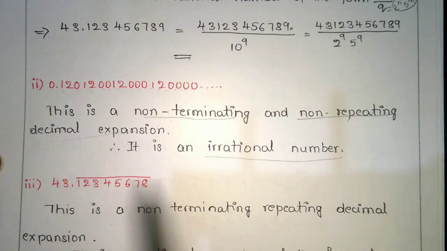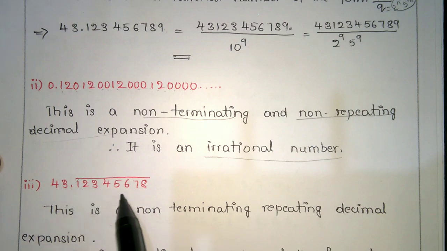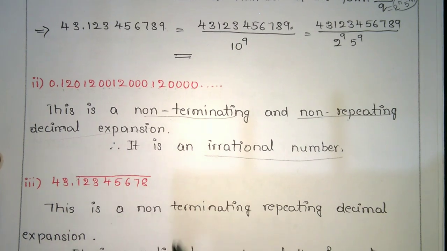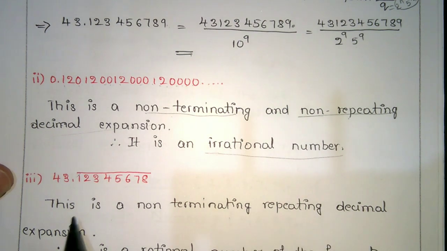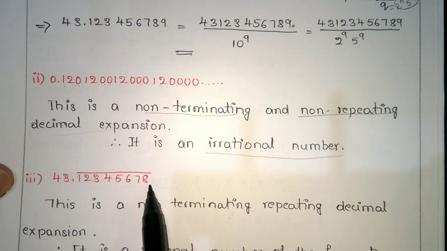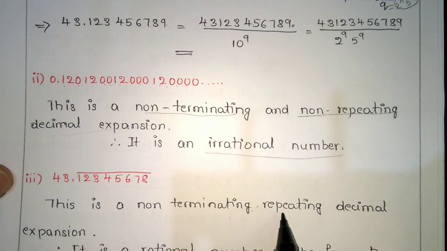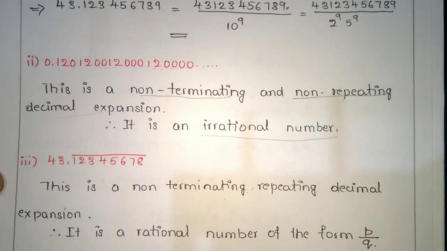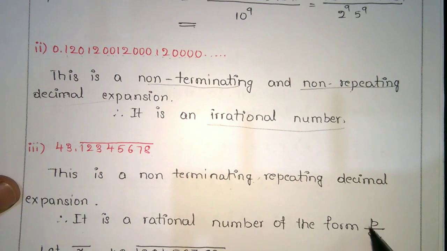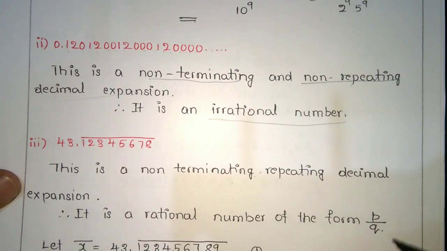43.123456789 with a whole bar. This is a non-terminating and repeating decimal expansion. This is non-terminating, there is no stop. It is a rational number of the form p by q. So how can you prove it is p by q?